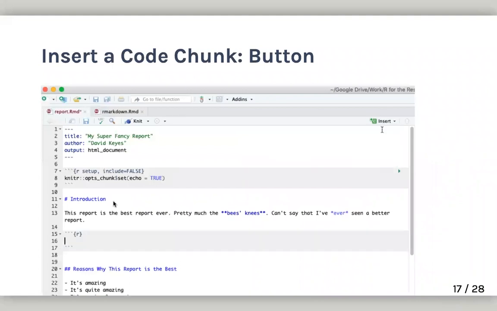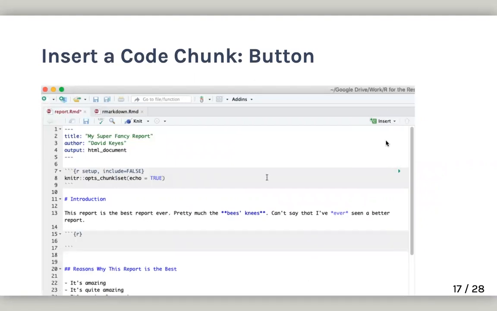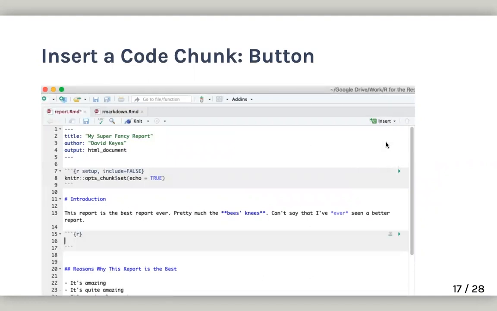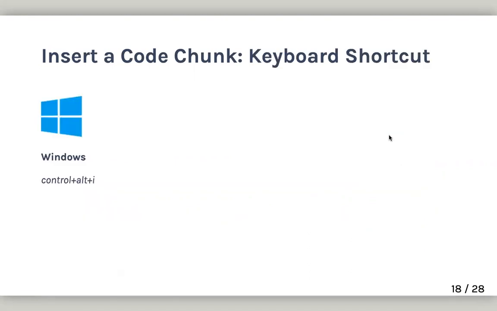You can insert those chunks by going to the top and clicking insert, and then the language that you want to use, because you can also integrate Python or SQL or these other languages in there. You can select it manually like that, or you can use a keyboard shortcut. For Windows, you use Control-Alt-I, and for Mac, you use Command-Option-I.